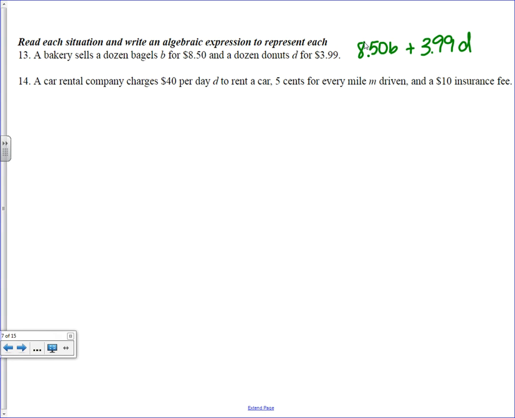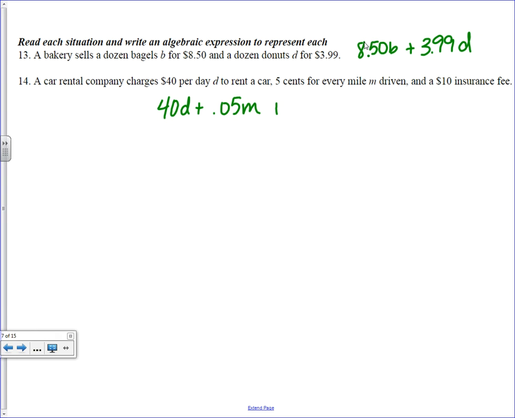Car rental company charges $40 per day D to rent a car, 5 cents for every mile M driven, and a $10 insurance fee. Okay, let's do the days first. How do I represent my days? Plus, how do I show 5 cents a mile? 0.05. Don't put 0.5, that means 50 cents. Don't put a regular 5, that means $5. Okay, 0.05 M.